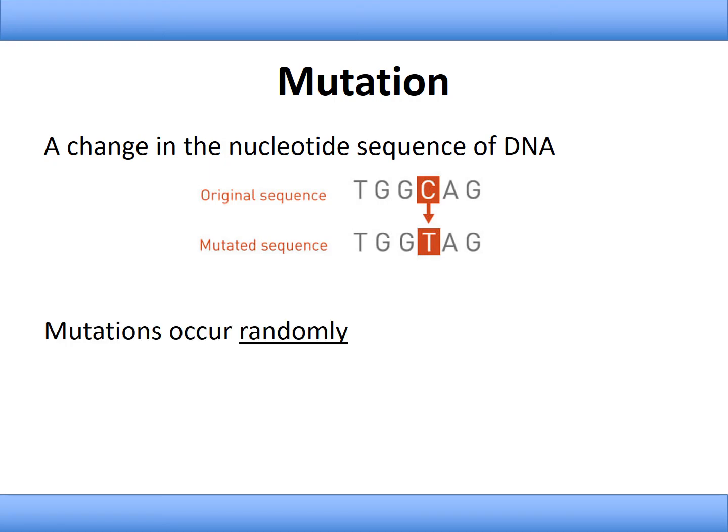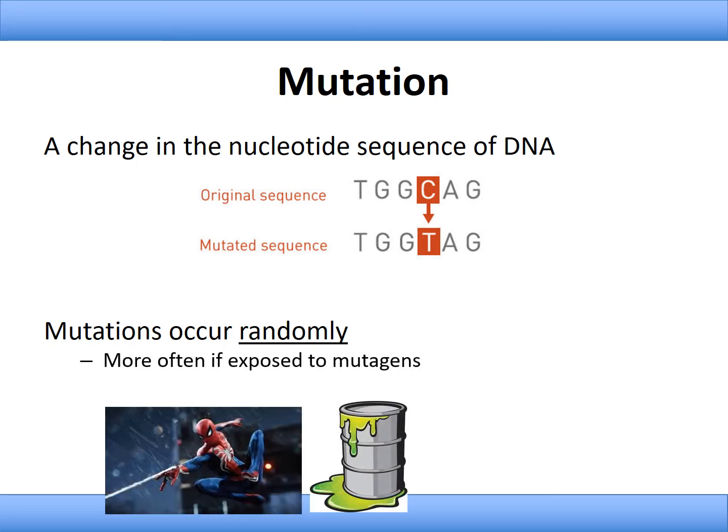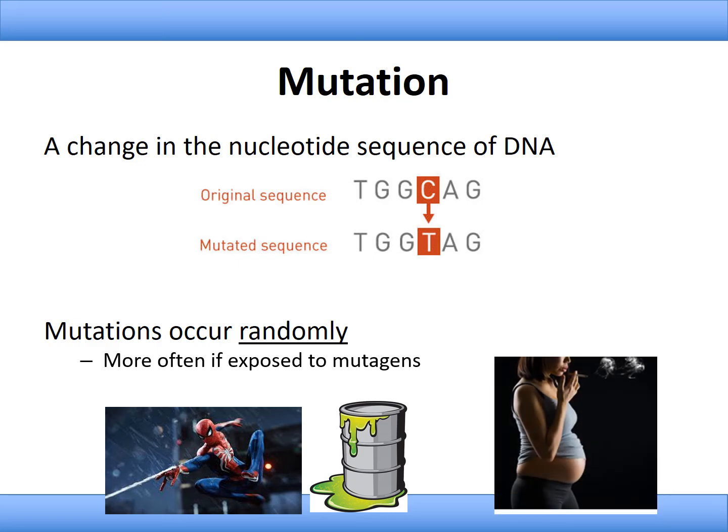And mutations occur randomly. And they occur more often if exposed to things like chemicals that we call mutagens. So this is a fictional example. Spider-Man was exposed to some mutagens in a horrible accident and then got all of these superpowers. But a real life example is when pregnant women smoke cigarettes. There are mutagens in cigarette smoke that cause her fetus to have more mutations. It is born with more mutations than it otherwise would have been as a result of her smoking.